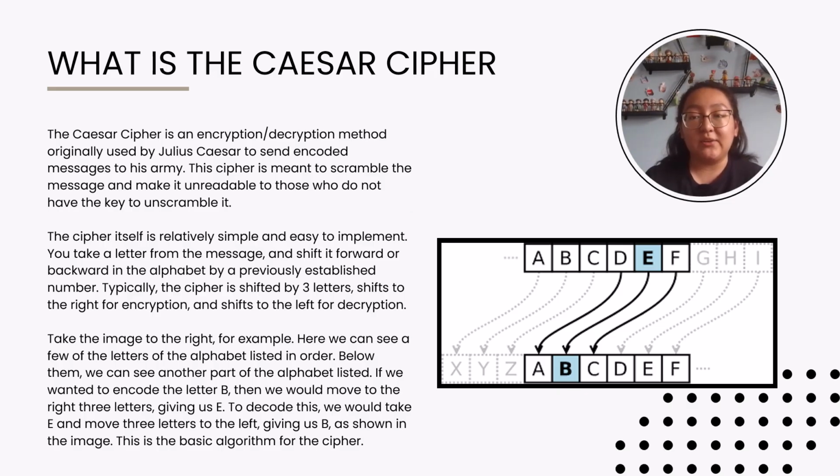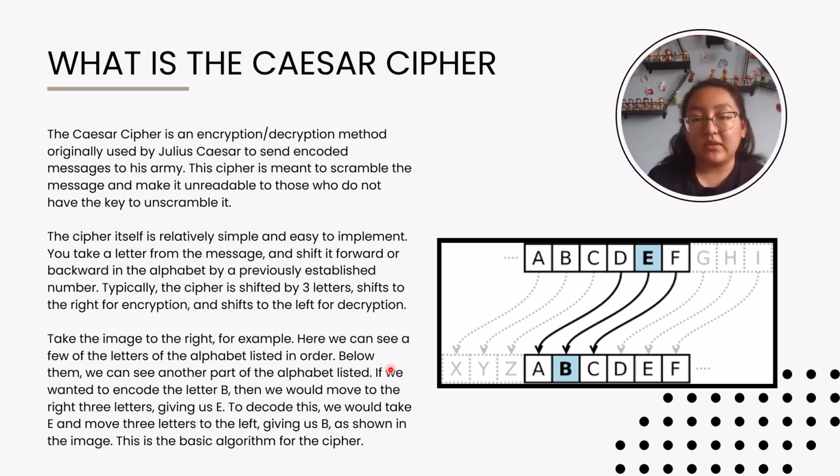Originally, it was an encryption-decryption method used by Julius Caesar to send encoded messages to his army. This way, if they were ever intercepted, they would not be able to be read without the decryption. It is an easy and simple cipher to implement and understand. All you have to do is take a letter and shift it a certain number of letters forward for encryption and the same number of letters backwards for decryption. Usually it'd be 3 letters for basic learning purposes, but it can be any number of letters.